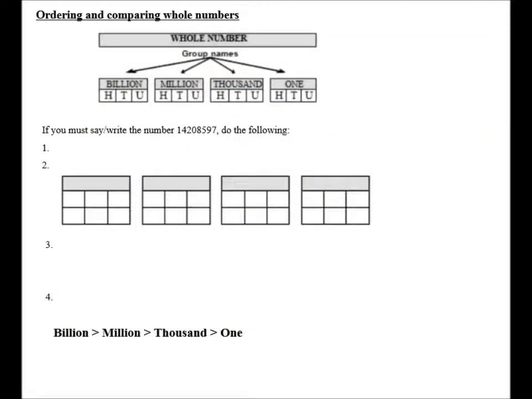Right, when we order and compare whole numbers, you're expected to know how to group numbers in threes from the back, because each group of 3 has a group name: the ones, the thousands, the millions, the billions. And each of these have hundreds, tens, and units.